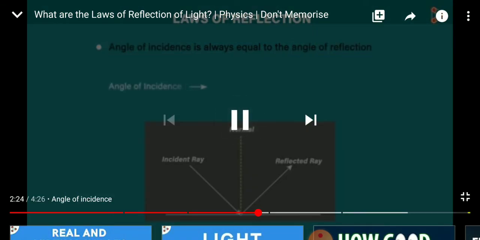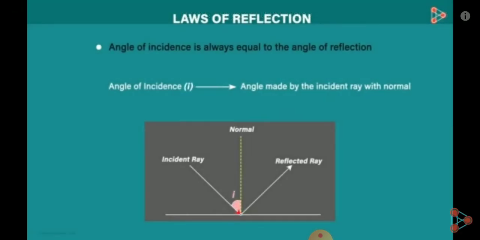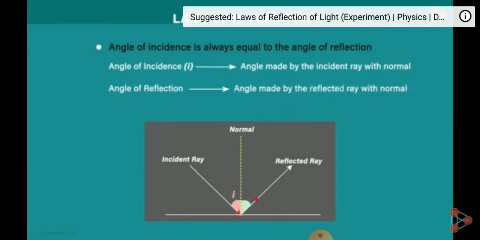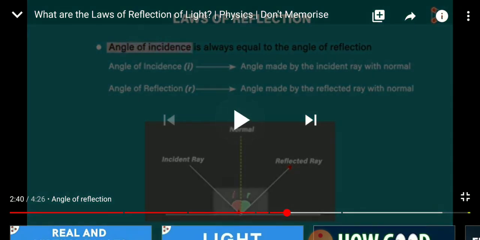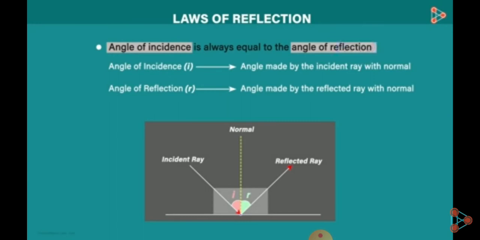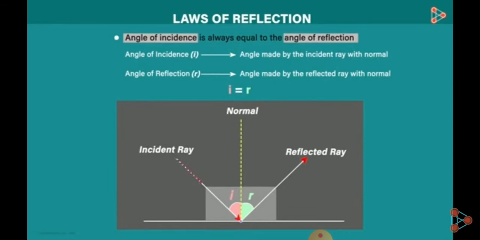To understand the first law, that the angle of incidence is always equal to the angle of reflection, first you should know what the angle of incidence is. You can see in this animation, it is the angle made by the incident ray with the normal. And the angle of reflection is the angle made by the reflected ray with the normal. You can denote the angle of incidence with angle I, and the angle of reflection with angle R. So angle of incidence is always equal to angle of reflection. Now you can see that we have denoted angle I is equal to angle R.